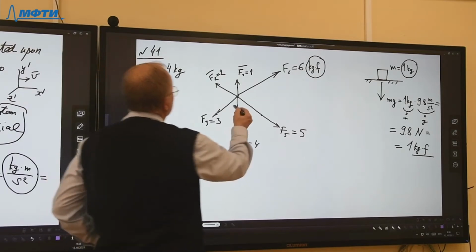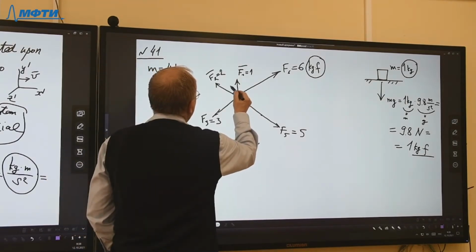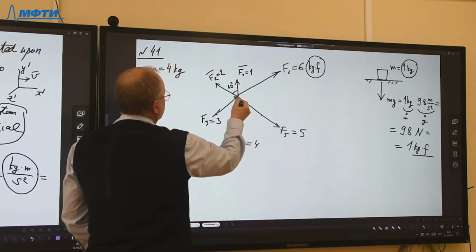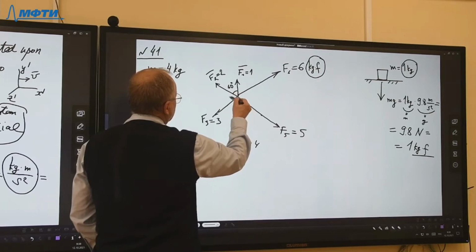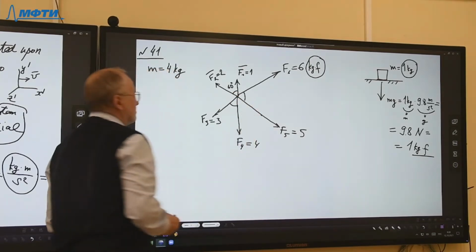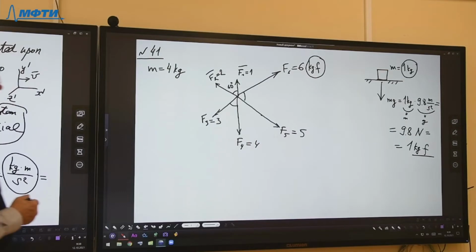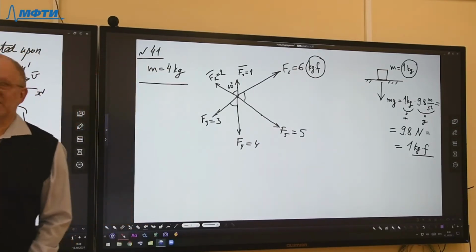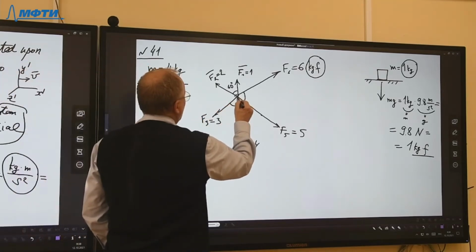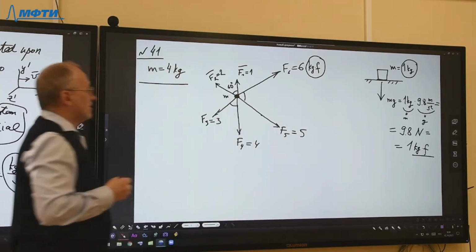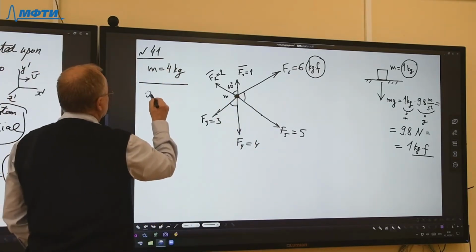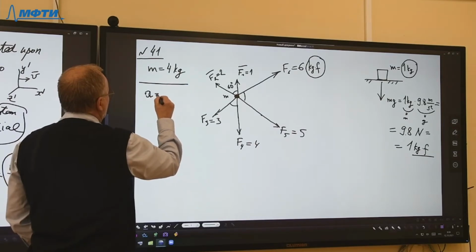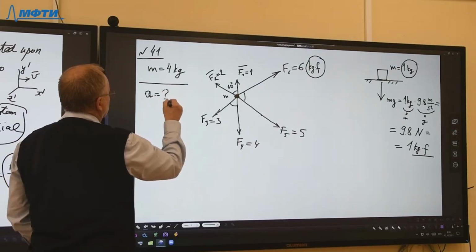So we have 6 forces, all acting in different directions, and the angle here is 60 degrees everywhere, here and here and here, and we have to calculate the acceleration of this mass. We have to find the acceleration. Here is the mass m, and we have to find the acceleration of this mass.